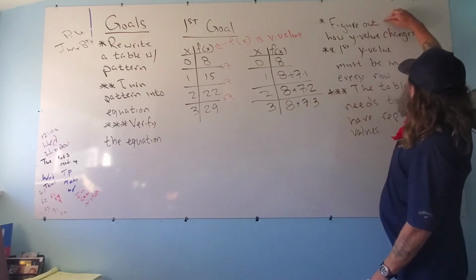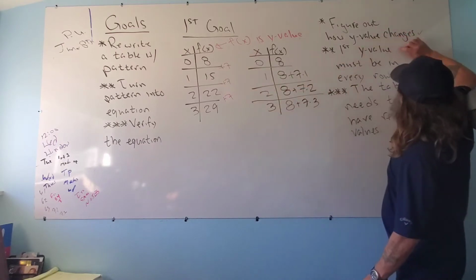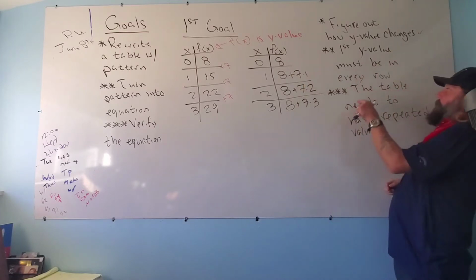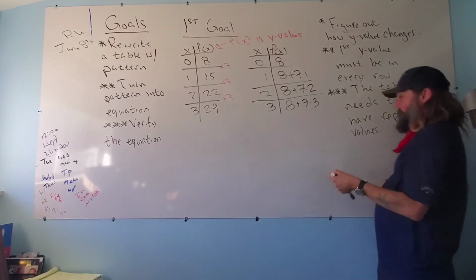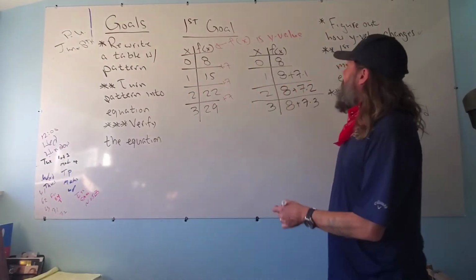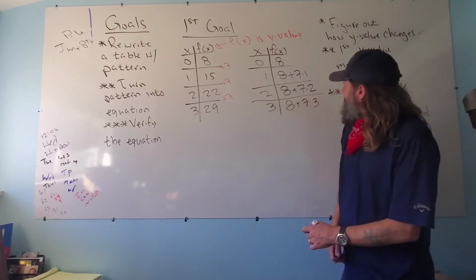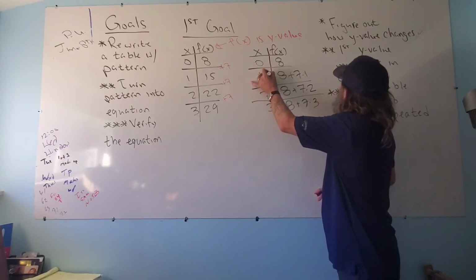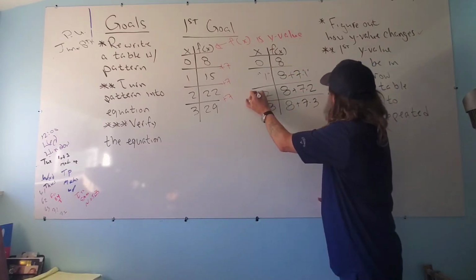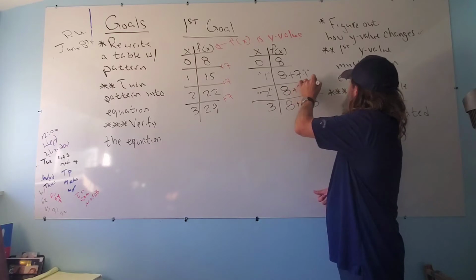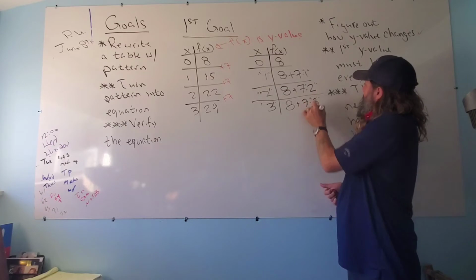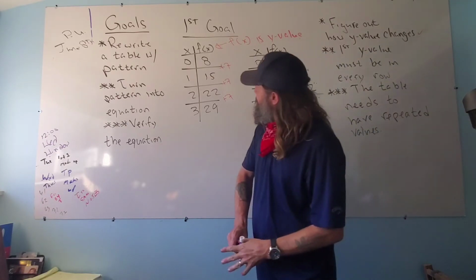Okay, so I figured out how the y value changes. I wrote the first y value in every row. And now the table needs to have a repeated value. And we do have a repeated value. This is a good table. And this is how we rewrite the table with a pattern. The pattern is that this number is the same as how many 7s I have. So here, this number is a 2, and I had 2 7s. This number is a 3, and I needed 3 7s. All right, so that's the first goal. I'm going to check that off.